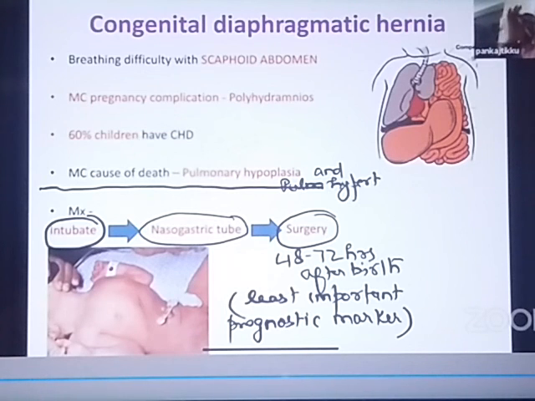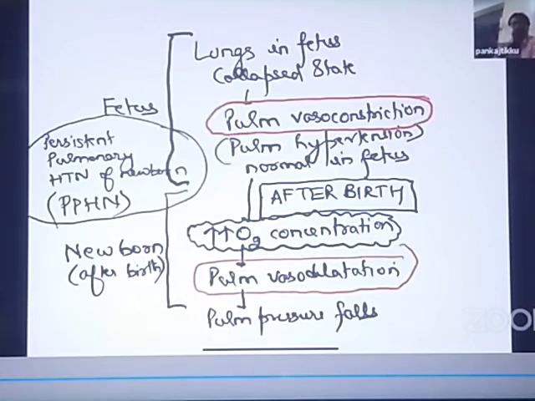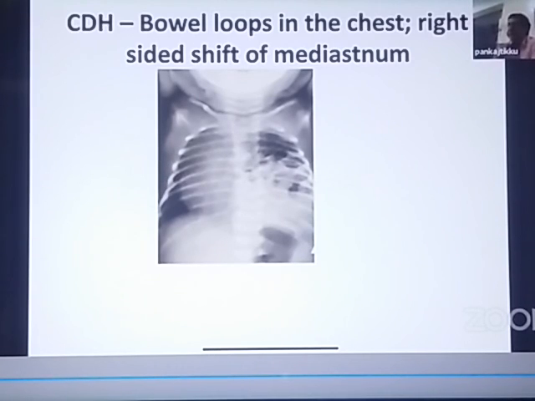The basic thing that you need to remember for your exams, how to stabilize a child with a diaphragmatic hernia: intubate, nasogastric tube to deflate the stomach, and a surgery. The timing at which surgery is normally performed in these cases is 48 to 72 hours after birth. So I hope you have understood this, and if a question comes in the exam, you can answer it.